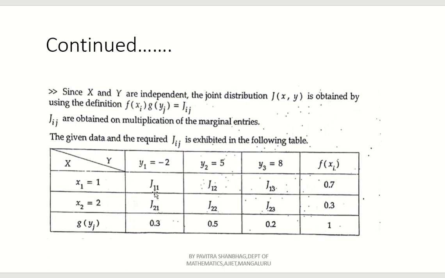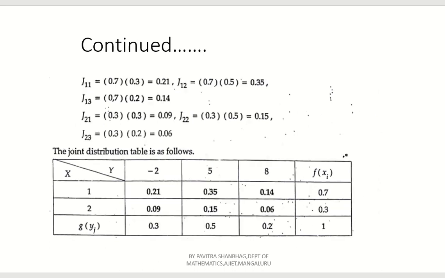What is J11? fx1 into gy1, right? So 0.7 into 0.3. Similarly, J12 means 0.7 into 0.5, J13 means 0.7 into 0.2. What is J21? fx2 into gy1, that is 0.3 into 0.3. J22 means 0.3 into 0.5. J23 means 0.3 into 0.2. So that is what we will get here.